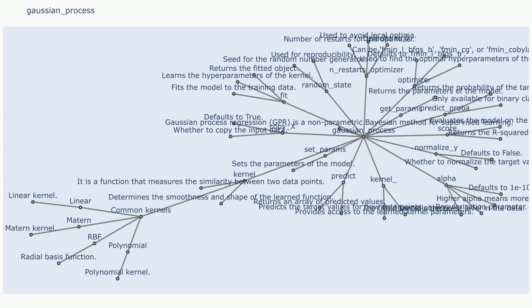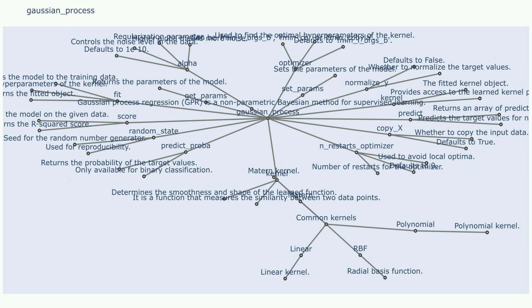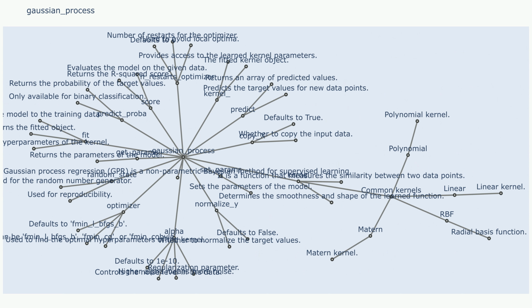Popular kernels. RBF, radial basis function. The most common kernel. It favors smooth functions and is suitable for interpolation and prediction. Linear kernel models linear relationships between input and output. Polynomial kernel can capture polynomial relationships between input and output. Matern kernel offers control over the smoothness of the resulting function, with different parameters leading to varying degrees of smoothness.